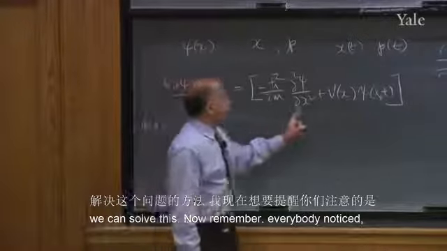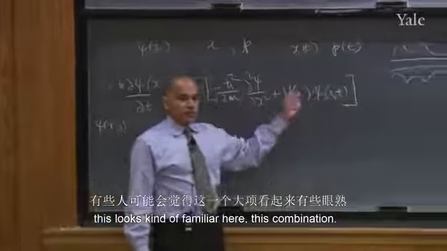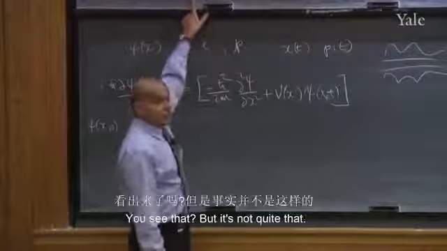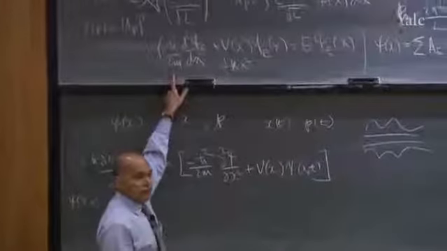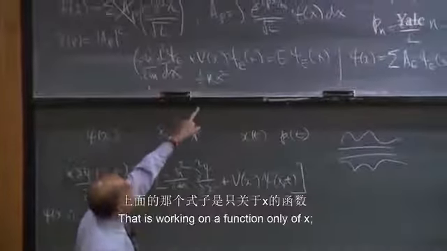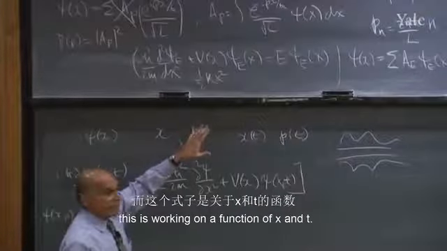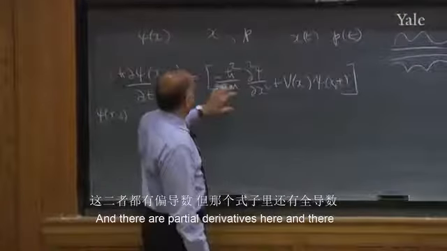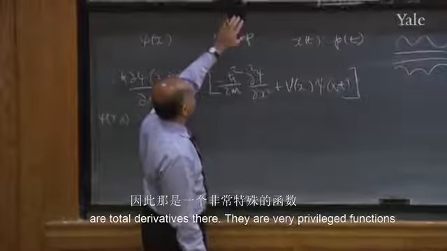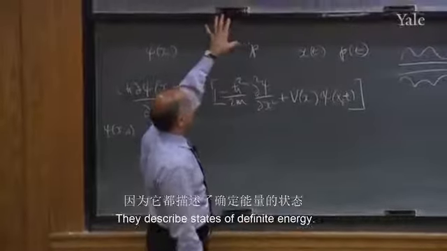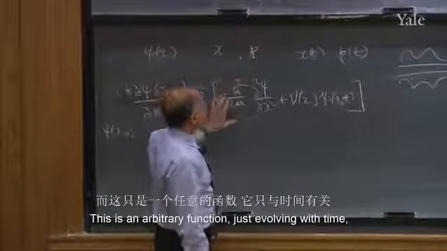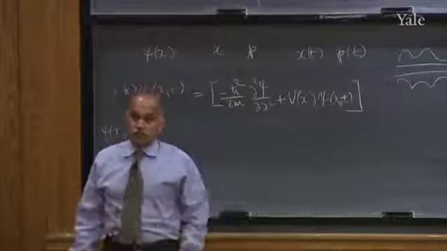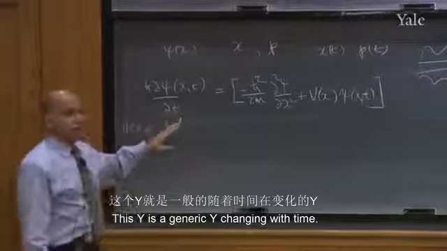Now remember, everybody noticed this looks kind of familiar, this combination. I mean, it's up there somewhere. It looks a lot like this. You see that? But it's not quite that. That is working on a function only of x. This is working on a function of x and t. And there are partial derivatives here, and there are total derivatives there. They are very privileged functions that describe states of definite energy. This is an arbitrary function, just evolving with time. So you should not mix the two up. This psi is a generic psi changing with time.